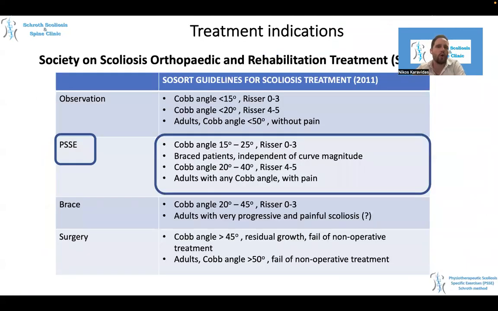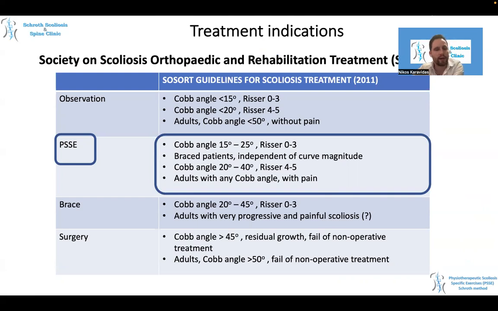Let's take a look now at the treatment indications. These are quite wide and recommended by the SOSORT guidelines in 2011. So what we do with scoliosis-specific exercises is to work with mild scoliosis, usually below 25 degrees, at Risser stage 0 to 3. Braced patients, independent of curve magnitude. So for braced patients, we can work with a combination of brace and scoliosis-specific exercises.